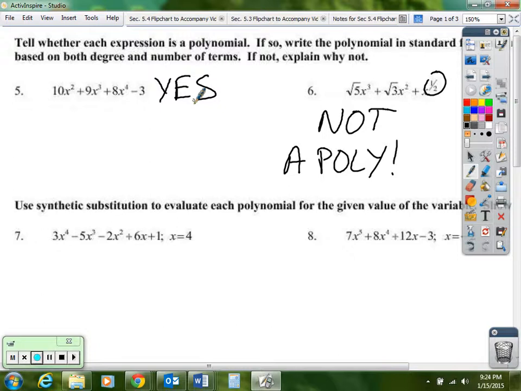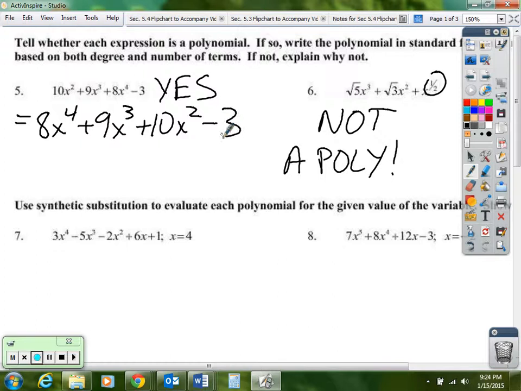We need to go in descending degrees, so we will list 8x to the 4th first, 9x cubed second, 10x squared third, and then the minus 3. There is no linear term, so we will not write one. That is in standard form of a polynomial. Naming it by degree and number of terms, we have a quartic, 4-term polynomial.